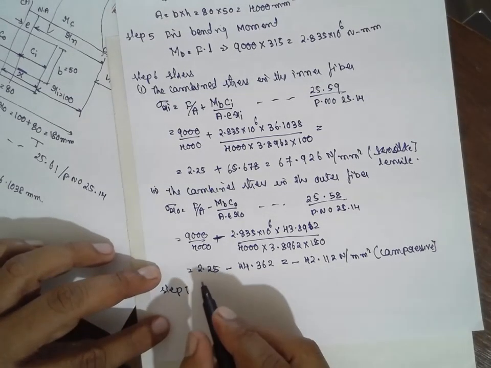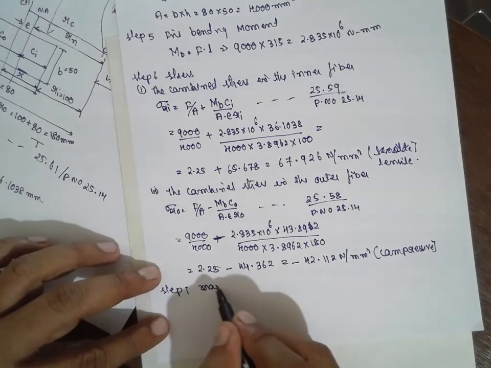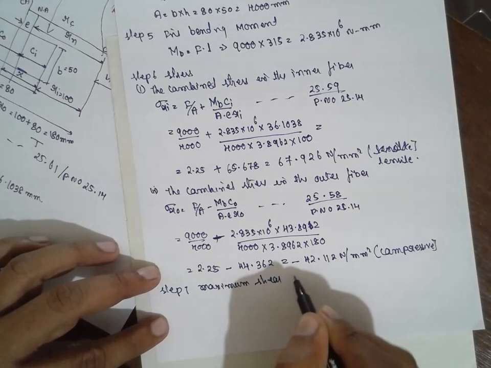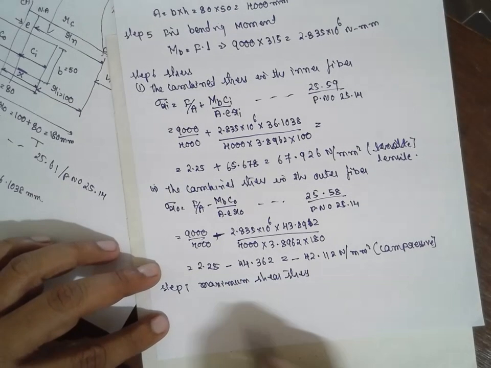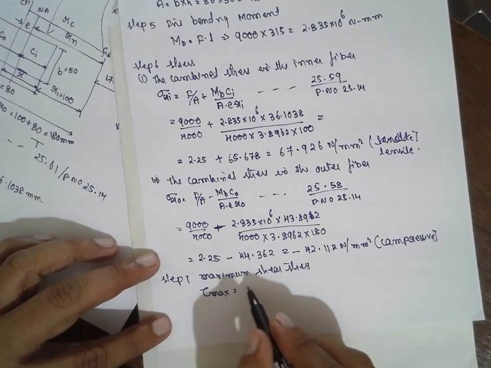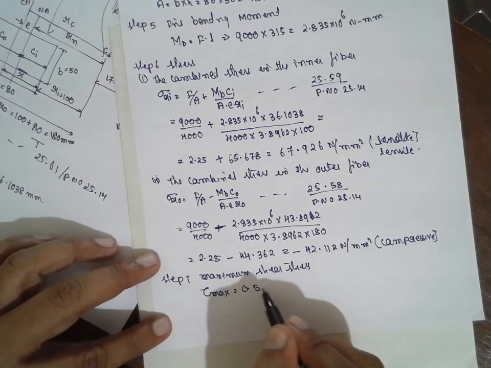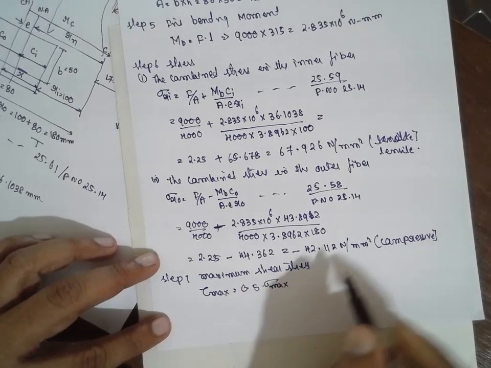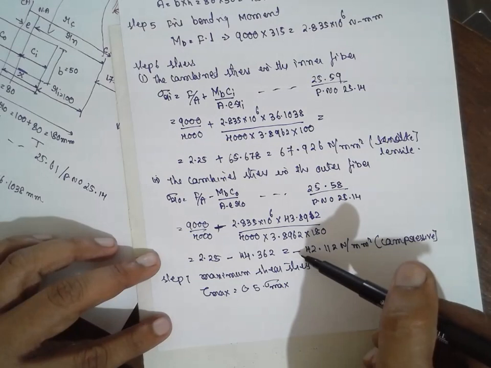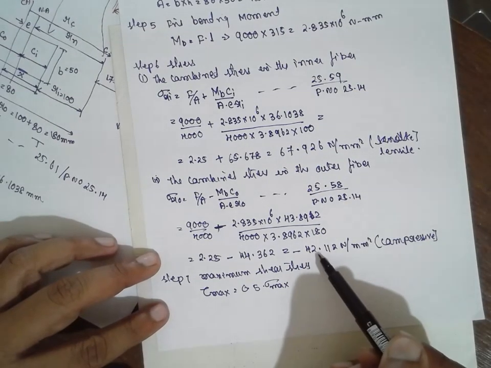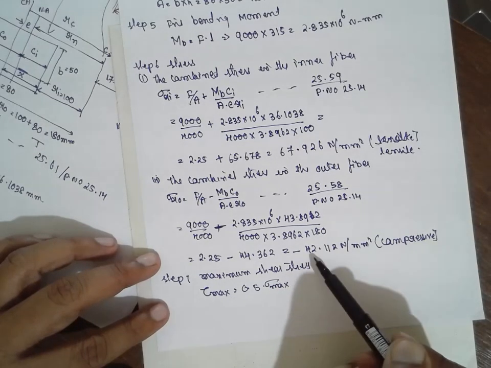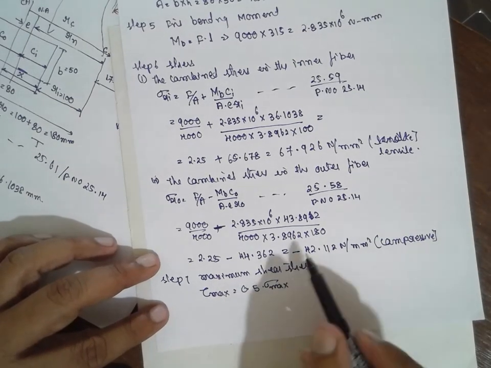Step 7, maximum shear stress. Therefore, maximum shear stress, tau max, is equal to 0.5 sigma max. Irrespective of the sign, you have to take the value. If it is a higher value, just assume it is 90, then you have to write 90, irrespective of the negative sign.